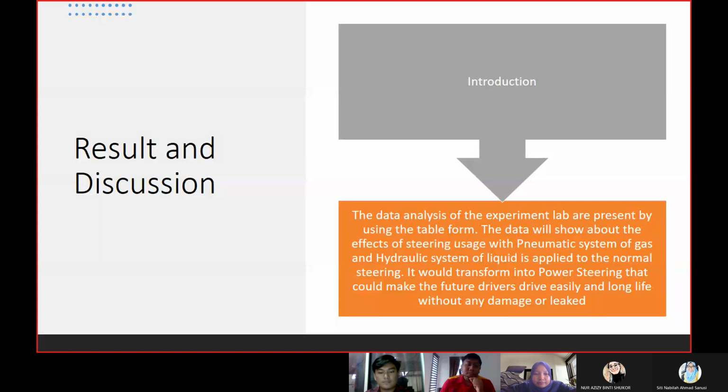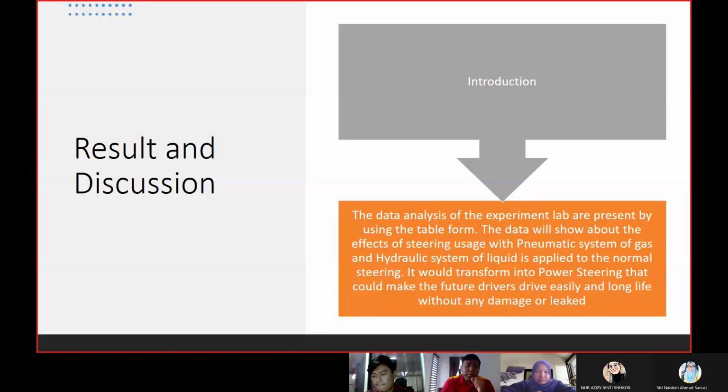So now, as we can see, this is the observation for the experiment, where we have three stages, which are minimum load, medium load, and maximum load.